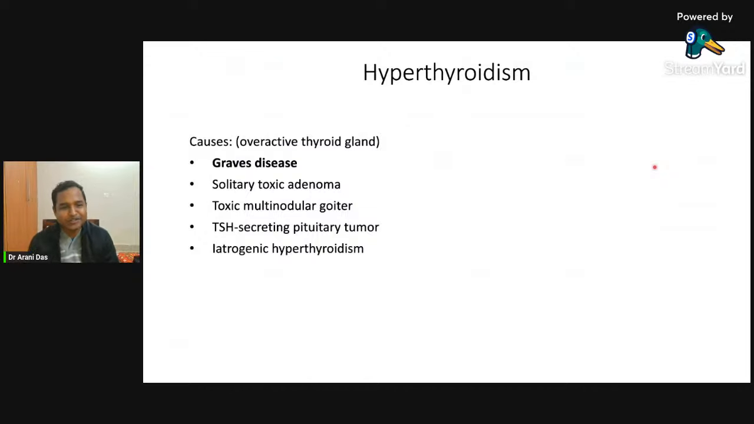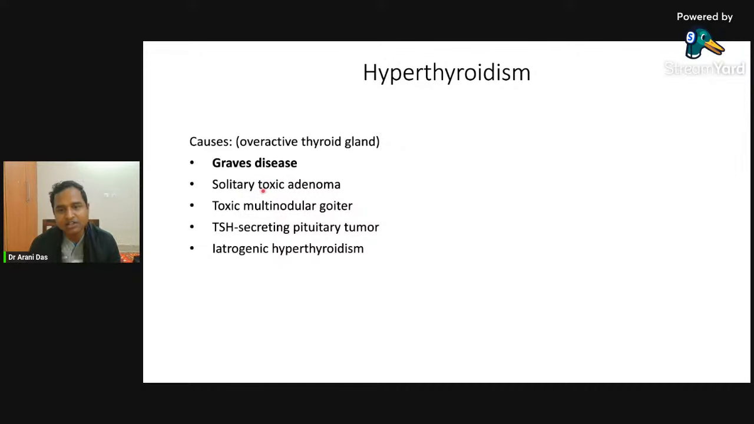Next is hyperthyroidism, an overactive thyroid gland. The causes are Graves' disease, toxic adenomas, maybe multinodular or solitary, TSH secreting pituitary tumor, or iatrogenic hyperthyroidism. The most important cause is Graves' disease. The others are benign tumors which release more and more thyroid hormone. That's why it is called toxic.